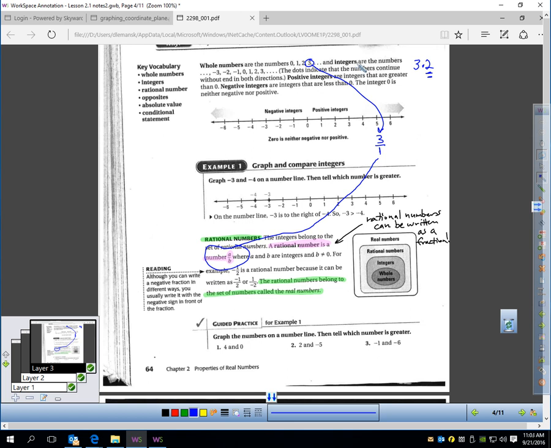Same thing with integers. So I got to be clear here. Whole numbers can't have fractional endings like 3 and a fifth or 3.2, which is 3 2/10. But whole numbers can be written as a fraction. They just can't have a fractional ending.